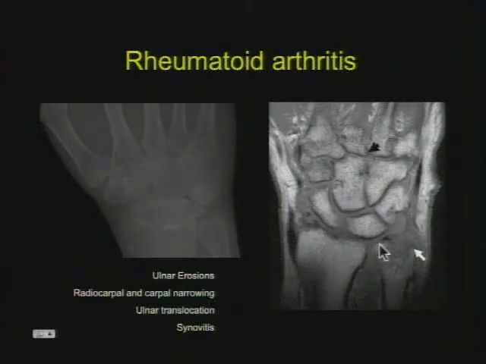MR can be helpful to pick up early erosions or even late ones. And it shows synovitis, and we often give gadolinium for that. This is a T1 weighted image showing us the erosions of the ulnar styloid in particular and of other areas that are frequently involved with rheumatoid, like the carpometacarpal joint. Notice the irregularity of the radius, the small ulnar styloid there.